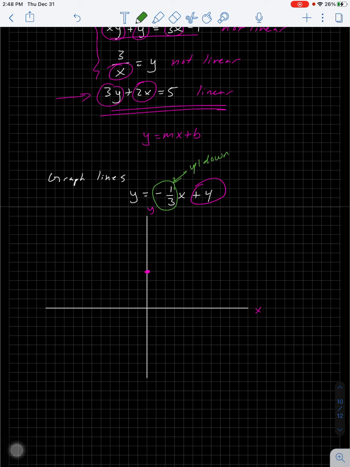The top is how much you go up or down, depending on the sign. So because this is negative, we're going to go down 1. And the bottom number is how much you go right. If you always do up or down on the top, and right on the bottom, you'll never get it mixed up. So we're going to go from the pink point, down 1, and right 3, and draw our line.